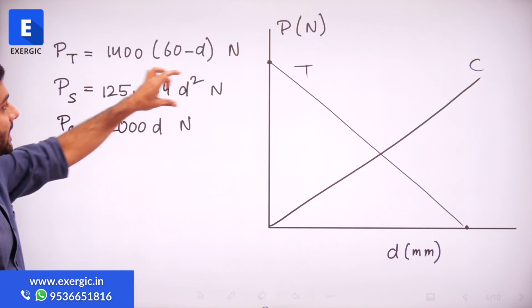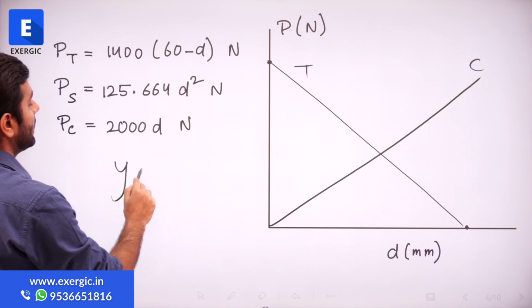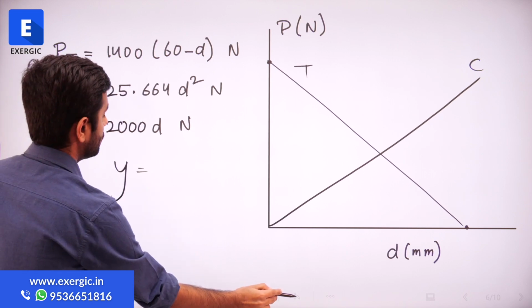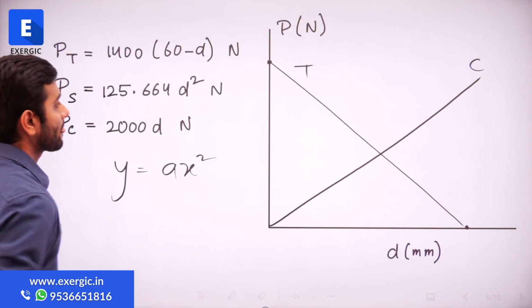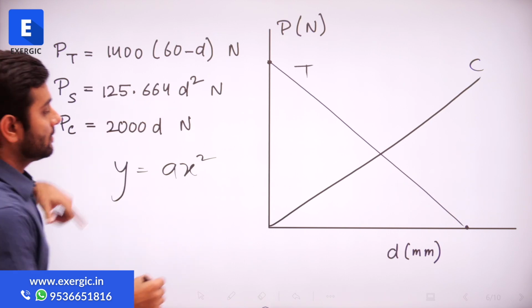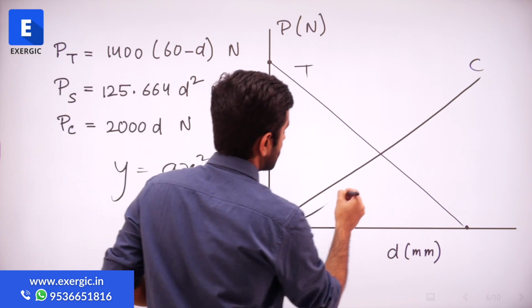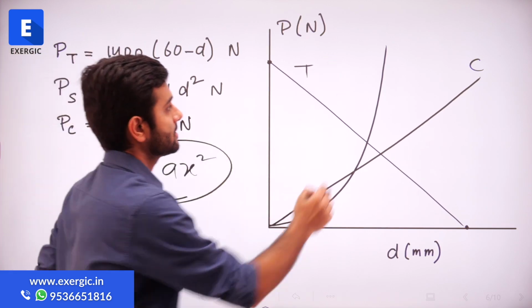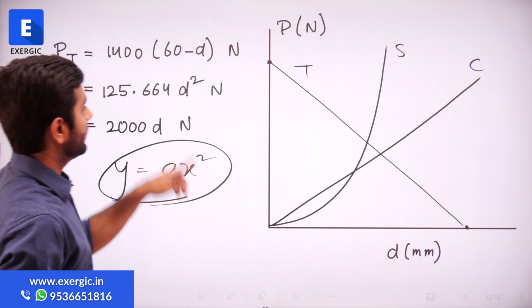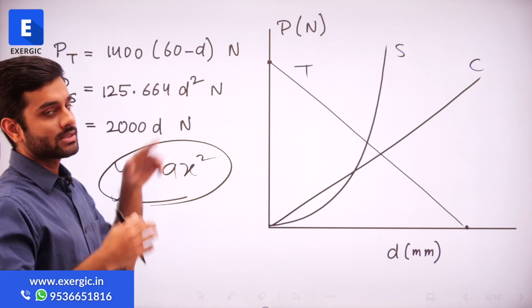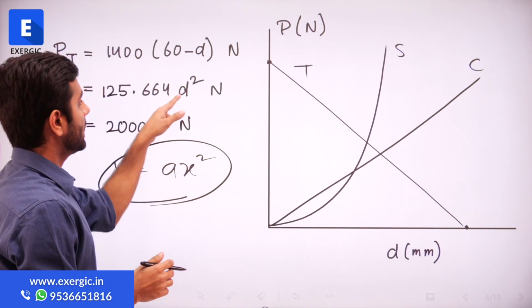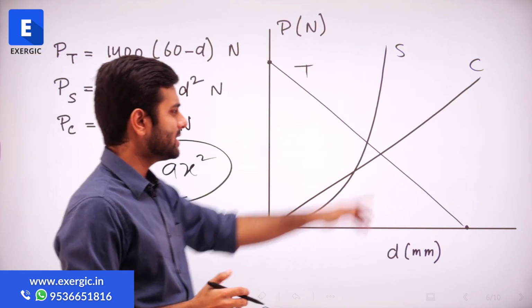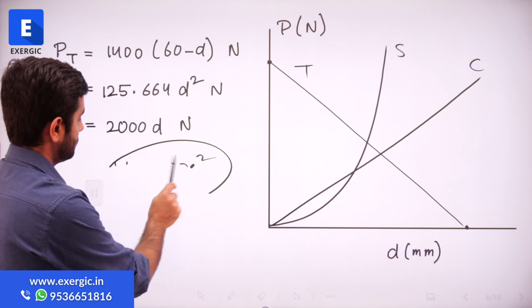Coming to this second one, which is somewhat like Y is equal to mx square, or rather Y is equal to ax square. If you look at it, it's going to be an equation like this, Y is equal to ax square, something like this. Let's say this is the line of shear. When D is 0, P is 0, and obviously as you keep on increasing the value of D, using this expression, the value of shear, the value of P is going to increase. So these are the three curves that we have plotted.